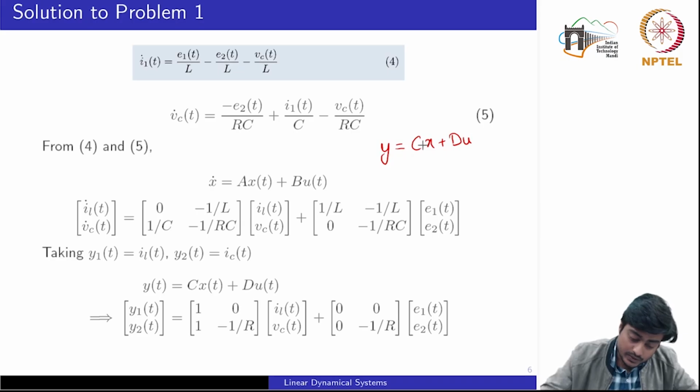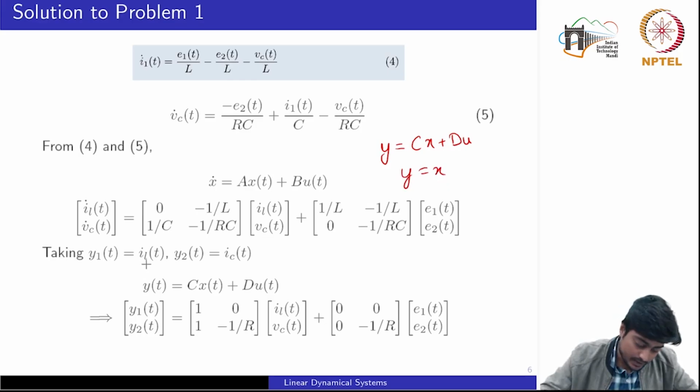Depending on what measurements are available to us directly, we can choose the C matrix. If we choose the C matrix as an identity matrix and the D matrix as 0, in that case we would have Y equal to X.